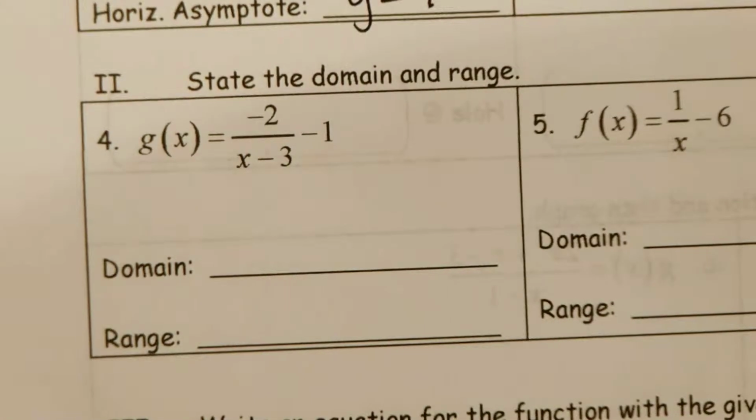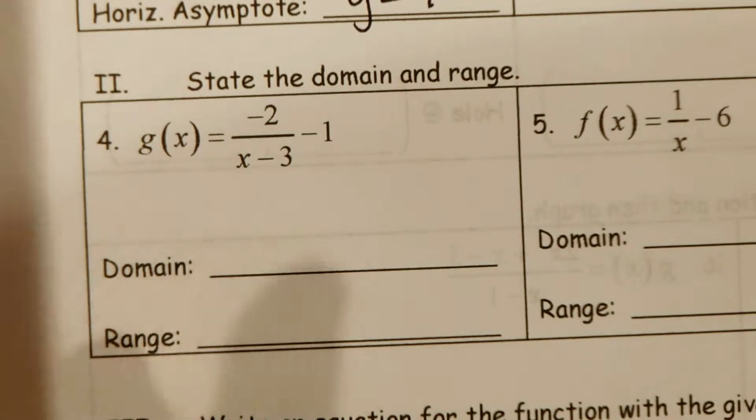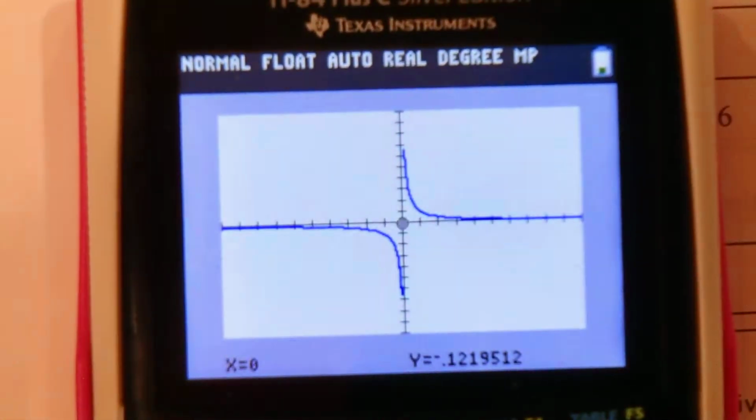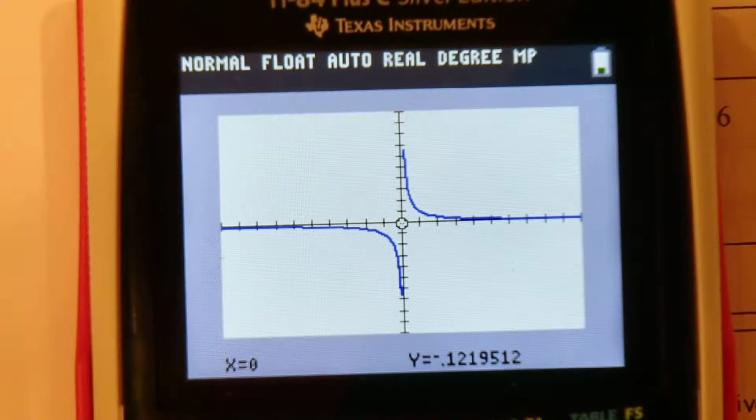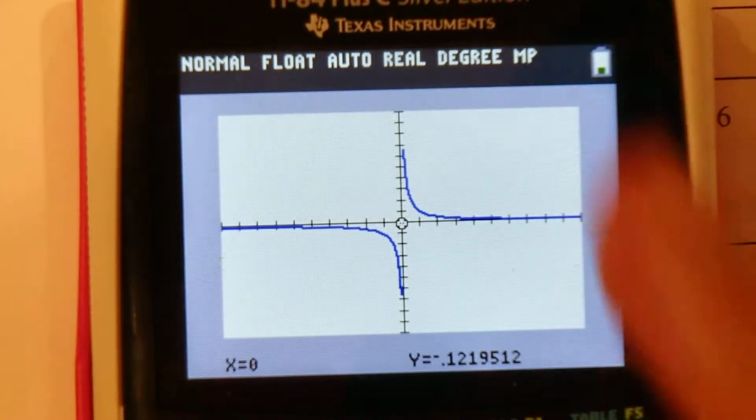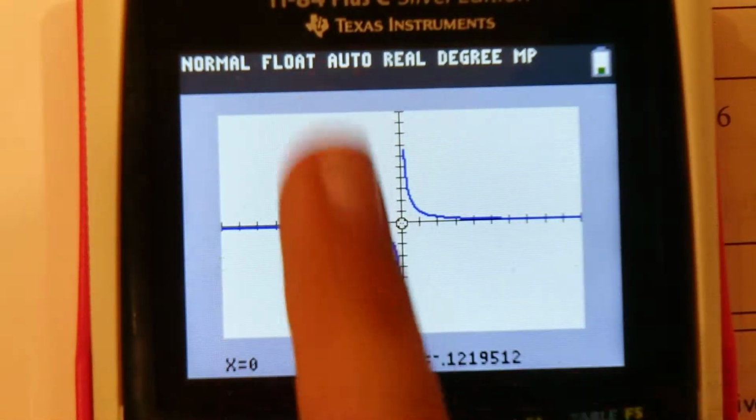Okay, let's look at the domain and range of these rational functions. Just as a quick reminder, for a function with x in the denominator, if you have the function y equals 1 over x, just as a standard, this is what it's going to look like. Our horizontal asymptote is at 0, and our vertical asymptote would be at x equals 0 also.